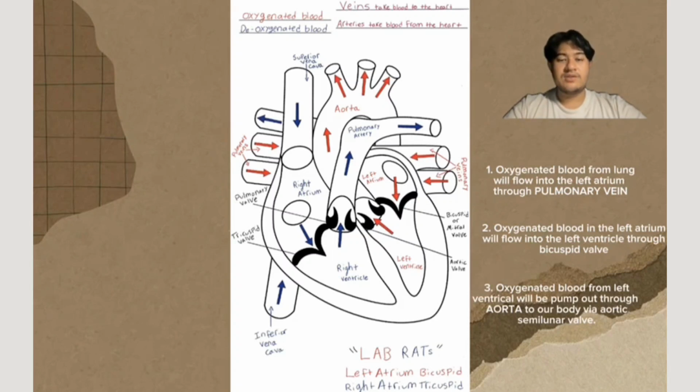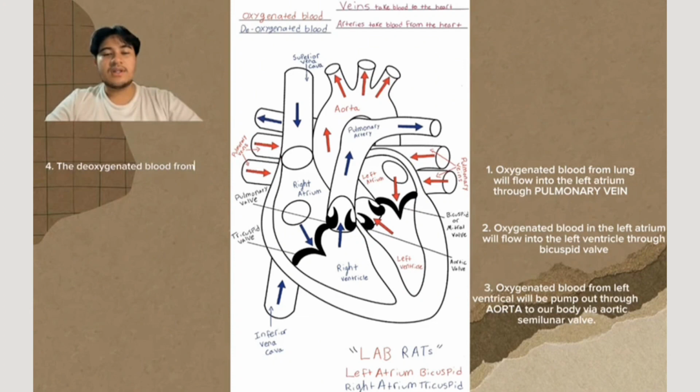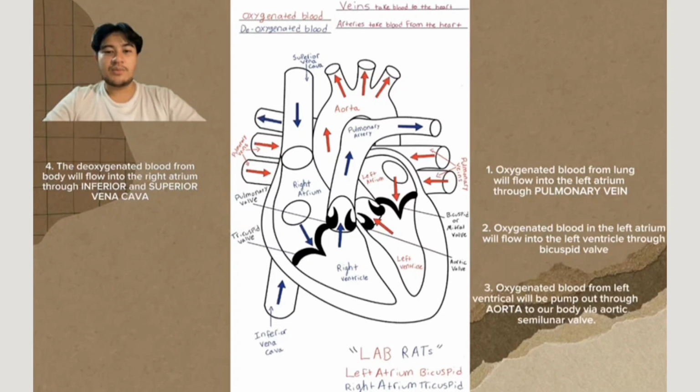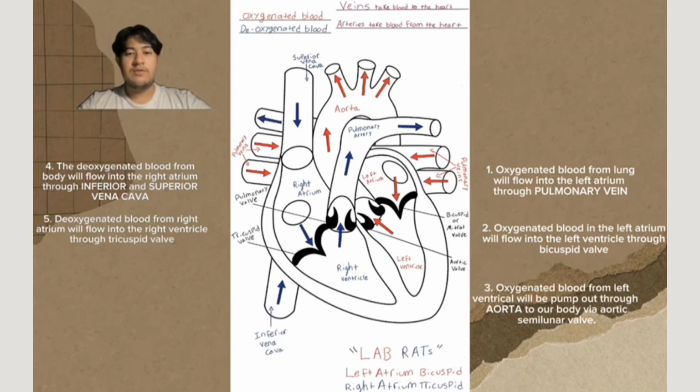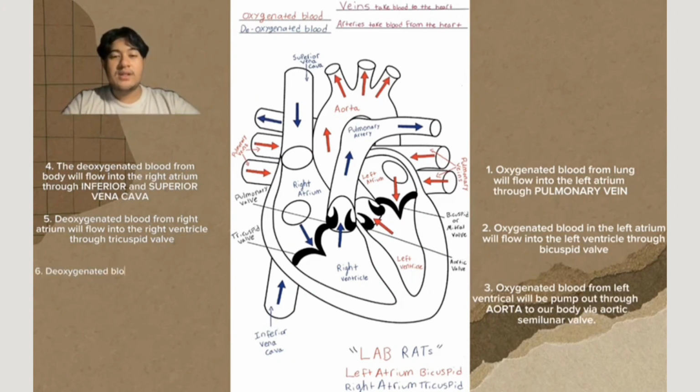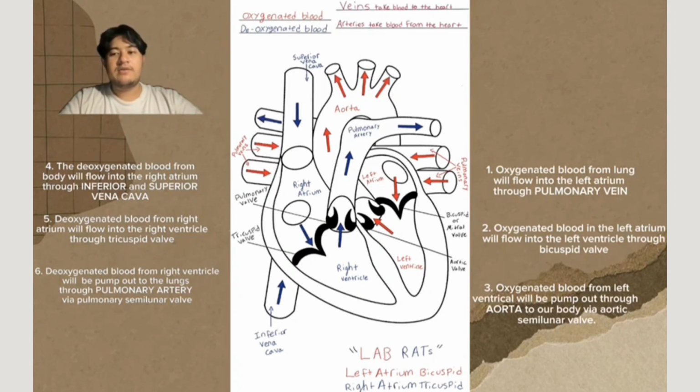Then the oxygenated blood will be changed into deoxygenated blood because the oxygen in the blood will be used in our body. The deoxygenated blood will be pumped back into our heart to the right atrium through the superior and inferior vena cava. When this deoxygenated blood has entered our right atrium, it will continue to flow into our right ventricle through the tricuspid valve. And then when this deoxygenated blood has entered our right ventricle, it will be pumped out into our lung through the pulmonary artery via the pulmonary semilunar valve.